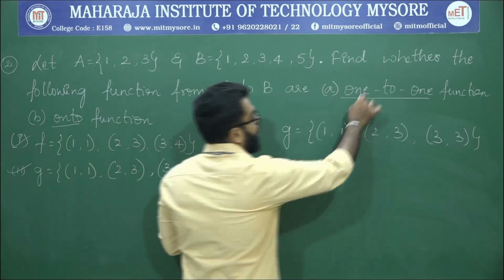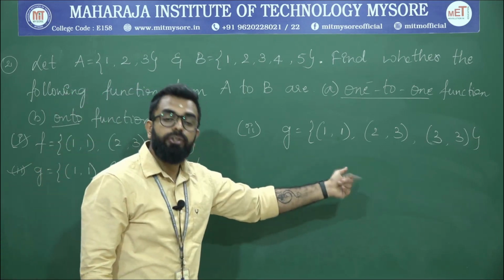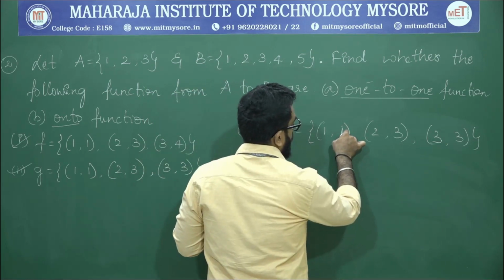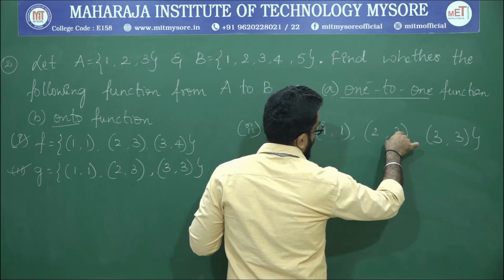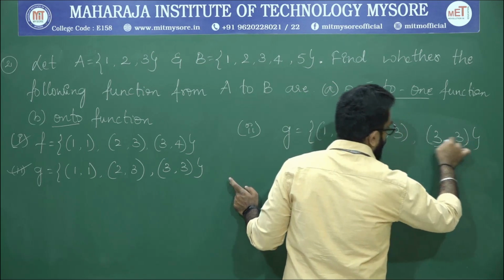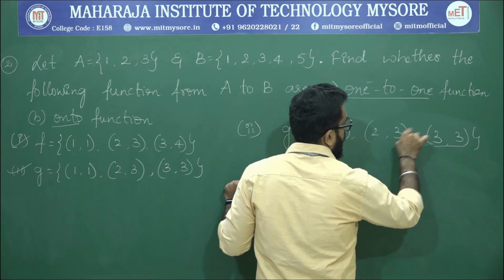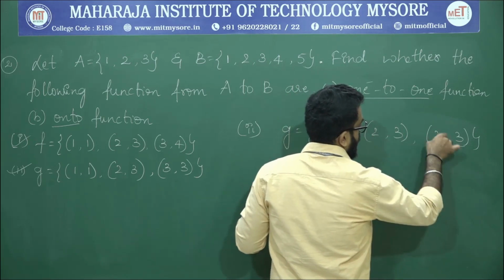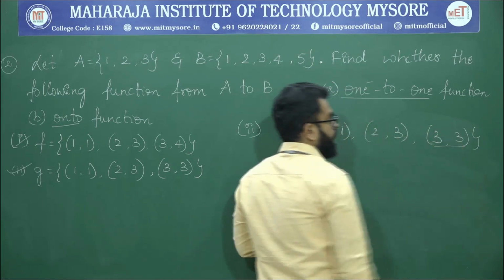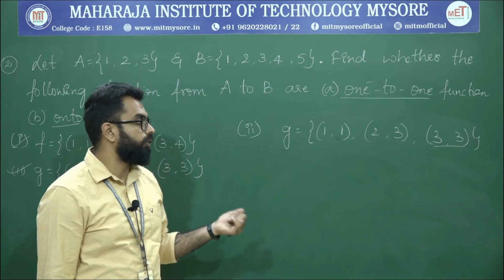Similarly, what about the one-to-one function? What does the definition of a one-to-one function say? That all the elements of set A should have unique images in set B. Is that the case? 1 has the image 1, 2 has the image 3, unique images so far, but when it comes here, 3 is mapped to 3 again. So the uniqueness of mapping is violated here. Element 2 of set A and element 3 of set A have the same image, so it is not a unique image. So this cannot be a one-to-one function also.